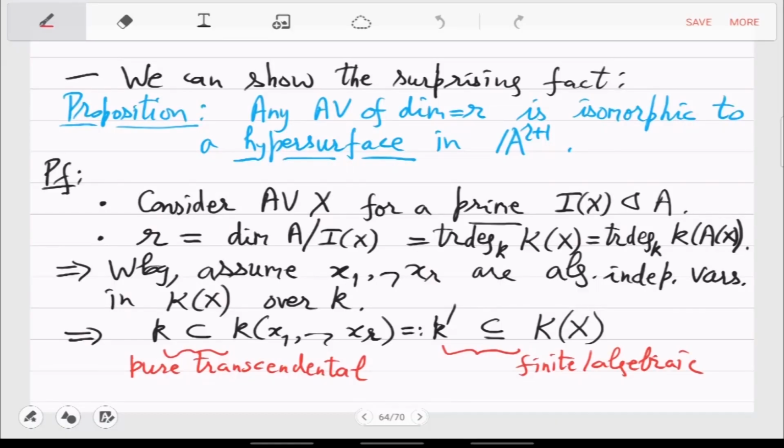You want to reduce the theory of varieties to the theory of fields. So think of it as a reduction. Yeah, and I think it was a good suggestion that I should not use isomorphism, but just call it birational equivalence. So this I'll just say is birational to a hypersurface.